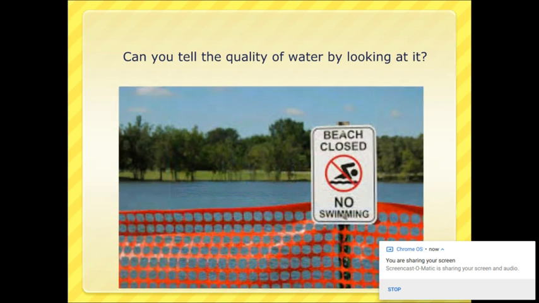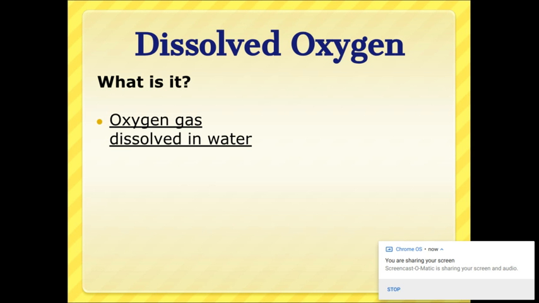What can we do to prove it? Well, we can do some water quality testing. Today, we're going to talk about some different indicators that we would look at as we do our water quality testing. The first one we're going to look at is the amount of dissolved oxygen in the water. Dissolved oxygen is just like it sounds. It's oxygen gas dissolved in water.